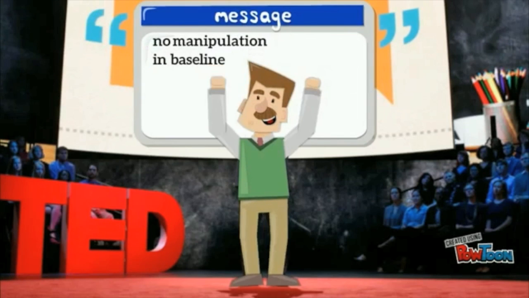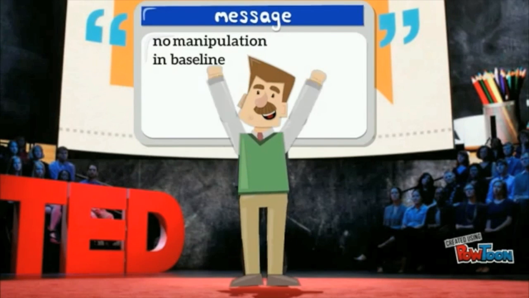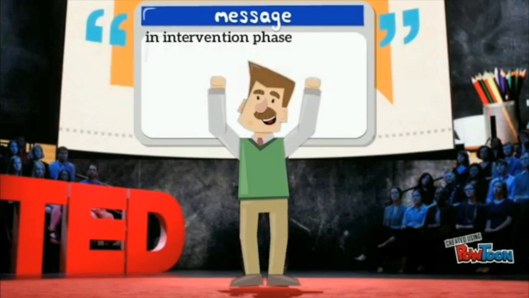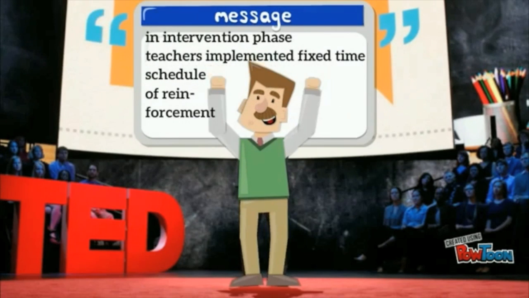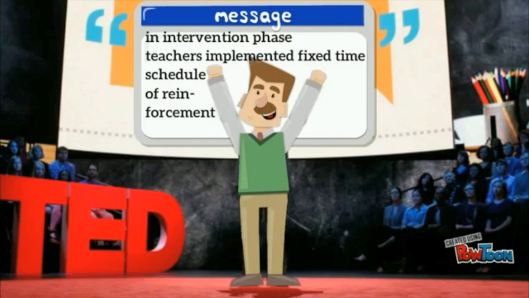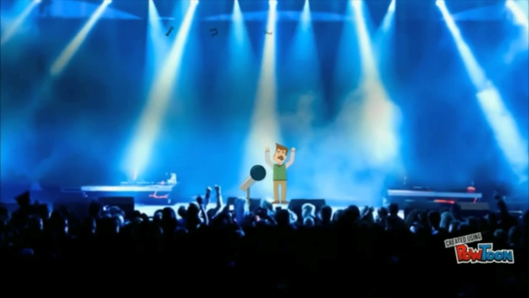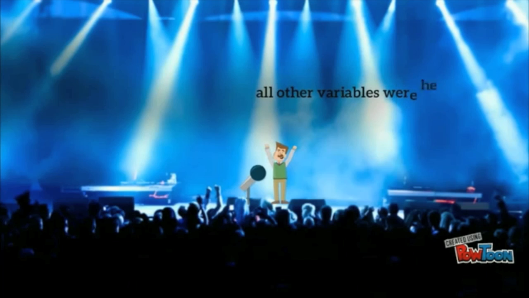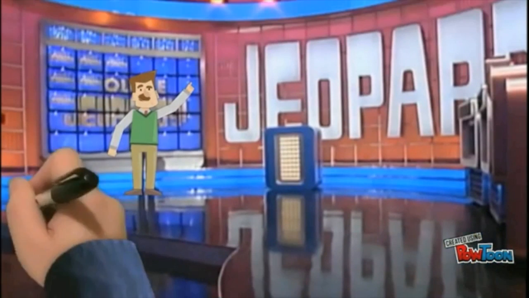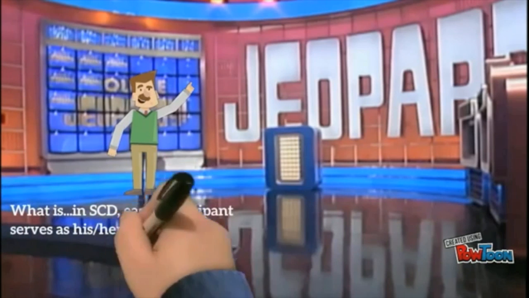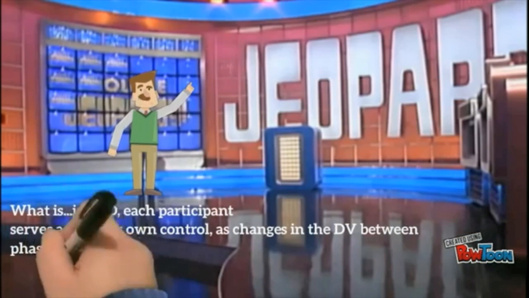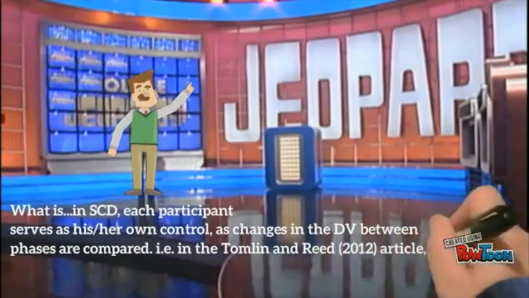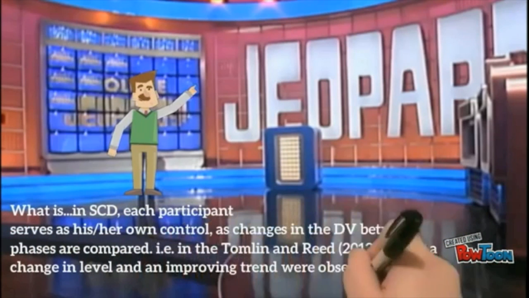In baseline, teachers were instructed to do business as usual. There's no manipulation. In intervention, teachers implemented a fixed time schedule of reinforcement that was independently determined from the mean latency of the individual student's first occurrence of problem behavior. During this time, all other variables were constant across conditions. In the thinning condition, teachers implemented the systematically thinned fixed time reinforcement schedule. Again, other than the intervention, all other variables were held constant to the extent possible in the thinning condition. In single-subject design, each participant serves as her or his own control, as changes in the dependent variable between phases are compared. In Tomlin and Reed, an immediate change in level and an improving trend were observed for 3 of the 4 participants.